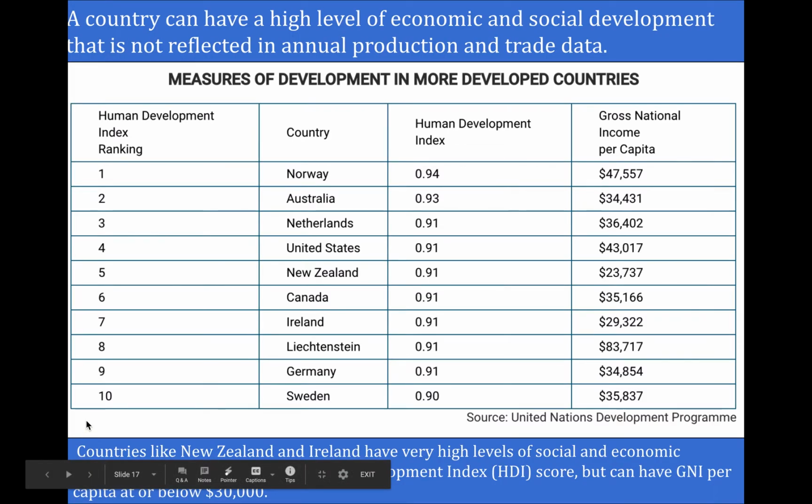All right, here's a look at the top 10 rankings of HDI, with Norway coming in at 0.94. We can see the gross national income. That's going to be a standard of living measurement, which we'll talk about later in the notes. Then we can see Australia, and at the bottom of the list, number 10, Sweden with 0.9. All these countries, again, are found in the core region. They're found in the north-south split above the 30-degree north parallel.